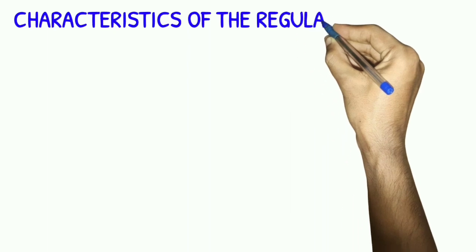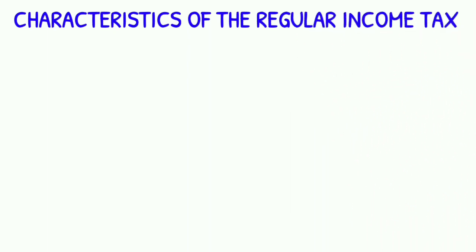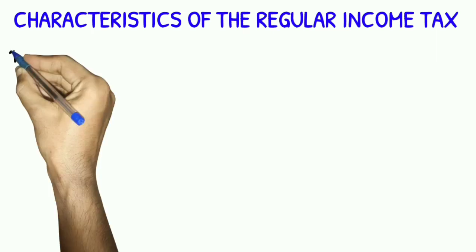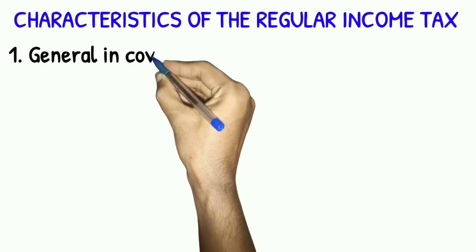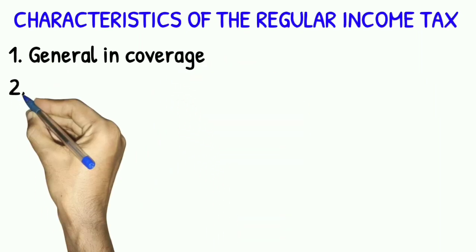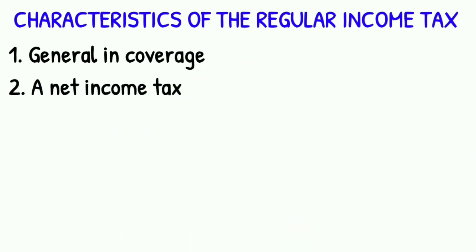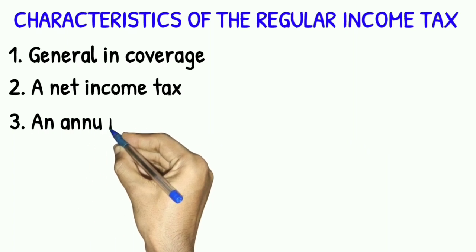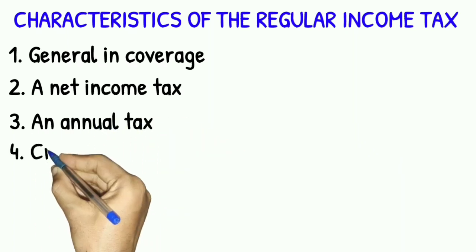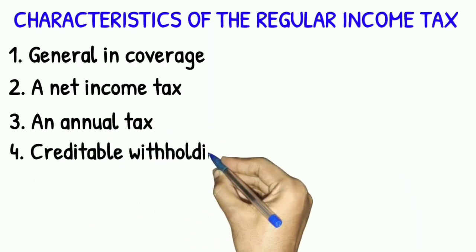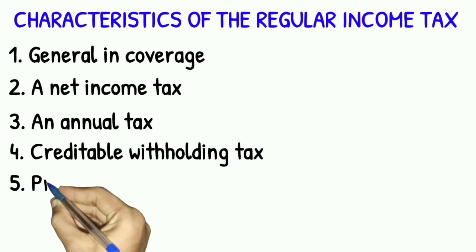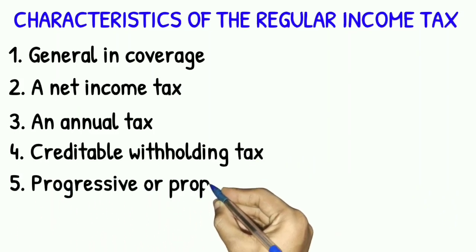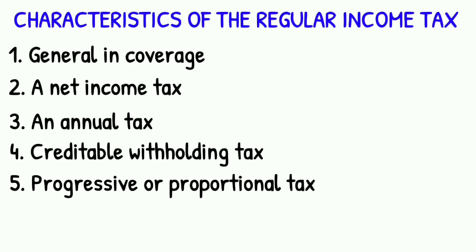Characteristics of the regular income tax. We have 5 characteristics of the regular income tax. First, general in coverage. Second, a net income tax. Third, an annual tax. Fourth, creditable withholding tax. And fifth, progressive or proportional tax.